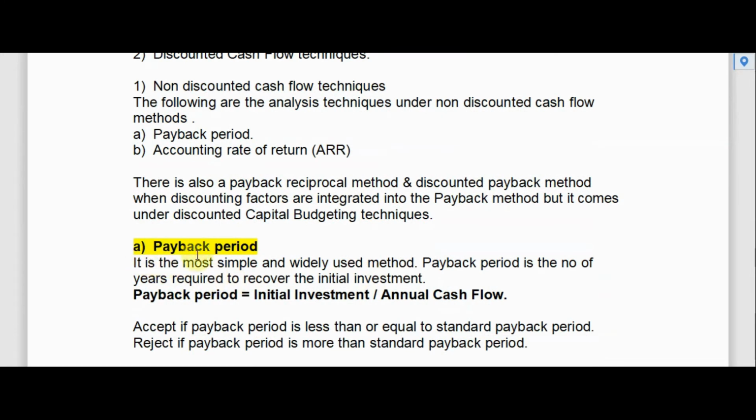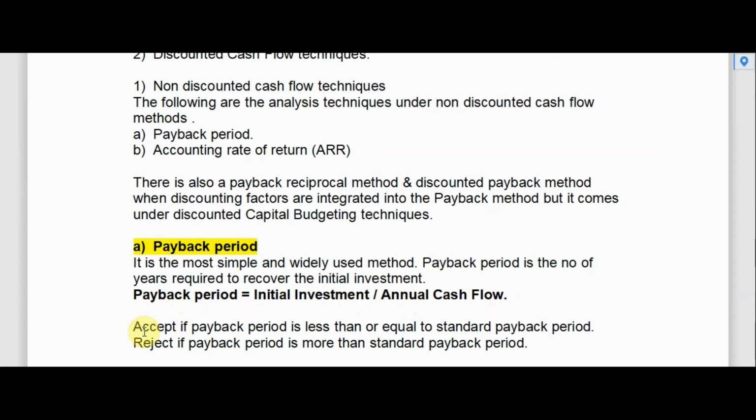Now let's come to the payback period method. It is the most simple and widely used method. Payback period is the number of years required to recover the initial investment. So payback period is calculated as payback period equals initial investment divided by annual cash flow.